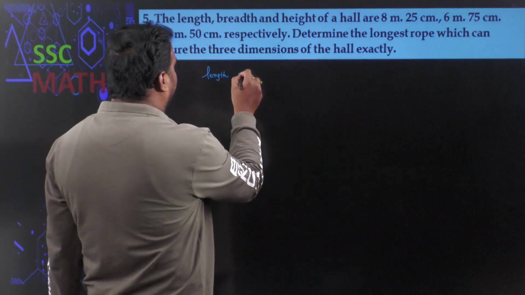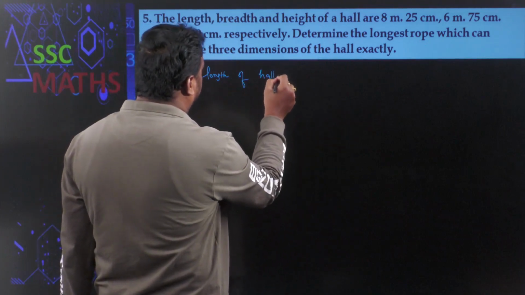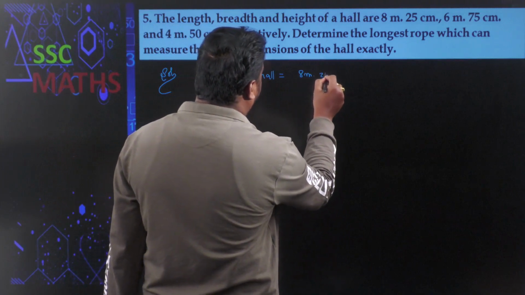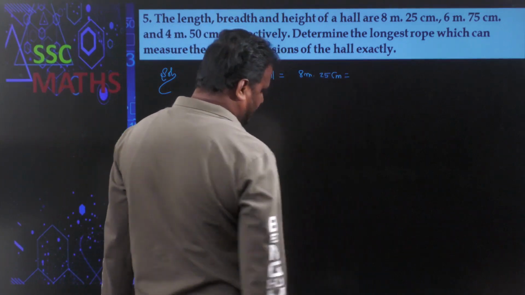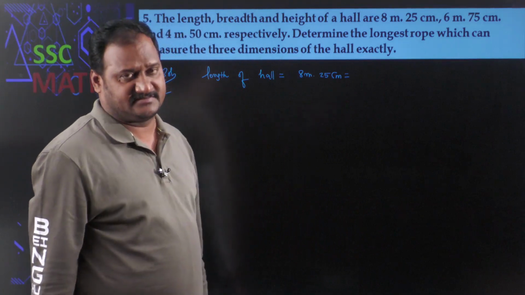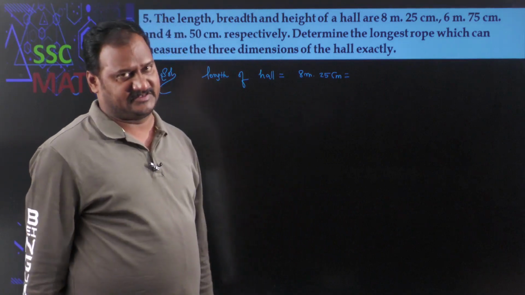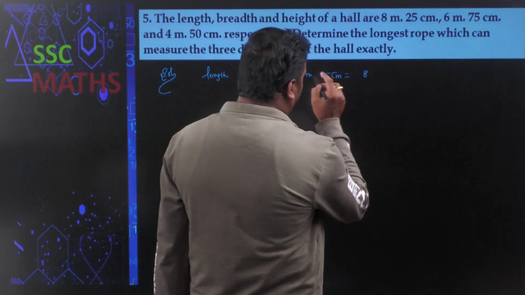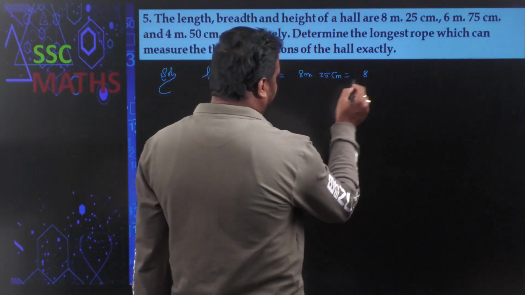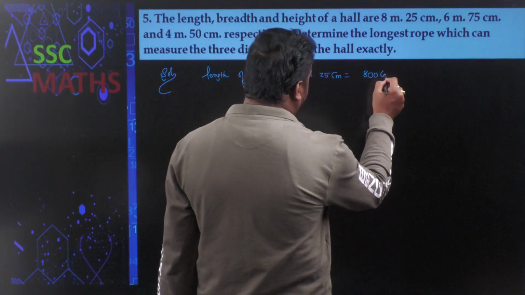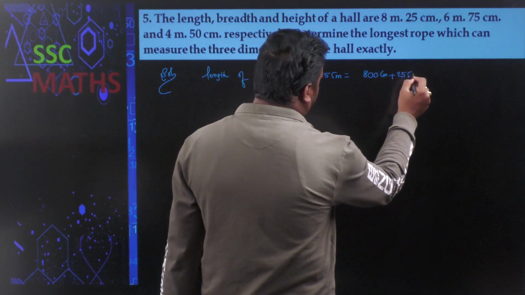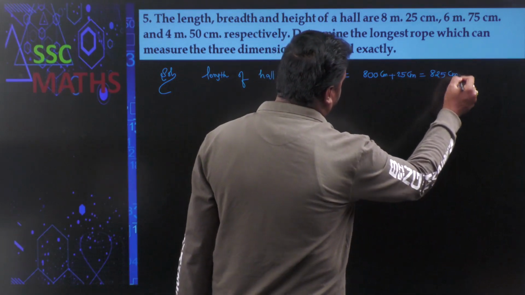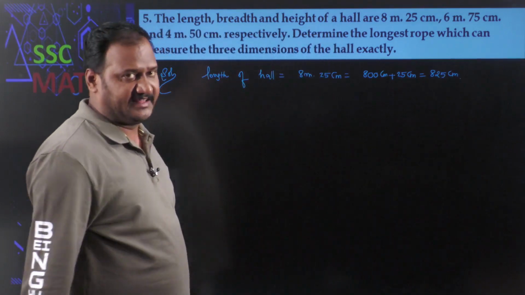So what is the length of the hall? 8 meters 25 centimeters. Converting to centimeters is easier than meters. 8 meters is equal to how many centimeters? 1 meter equals 100 centimeters, so 8 meters is 800 centimeters plus 25 centimeters. What is 800 plus 25? 825 centimeters. That is the length of the hall.